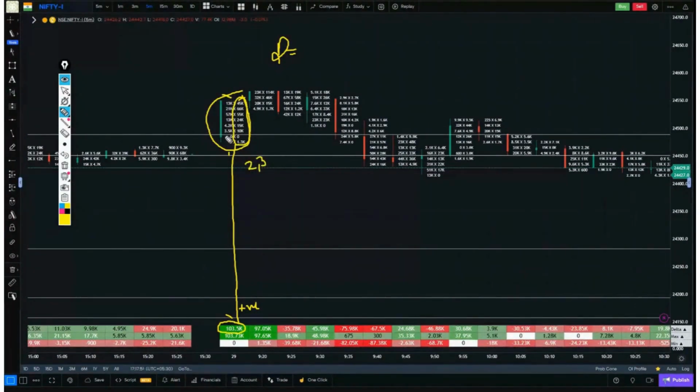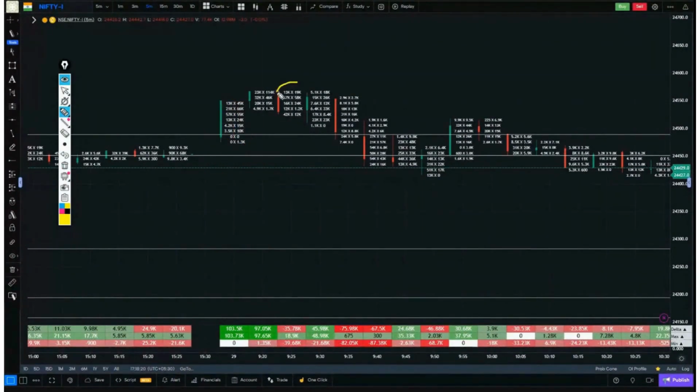On the left side of the footprint, we have sellers, and let's assume its value is 1 lakh. So what is the difference between these two? 1,03,000, and who is more in the difference? There are more buyers. So what is the value of the delta of this candle? The value of the positive delta, and there are more buyers. So it is inside a green box, and we will call it a positive delta.